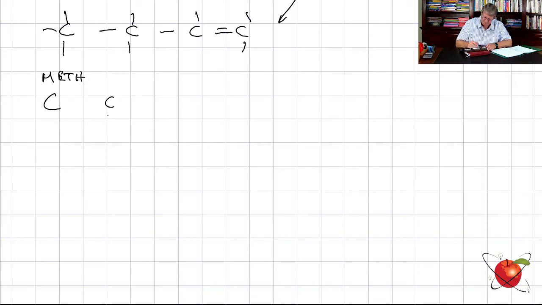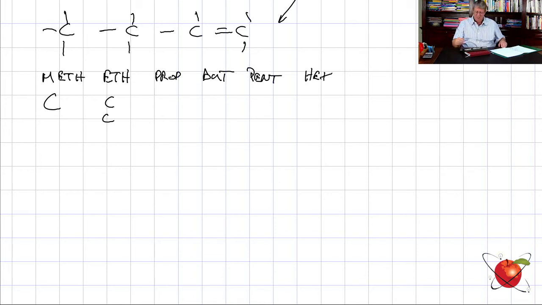2 carbons is eth. Meth, eth, prop, bute, pent, hex, and so on, right? So we've got here meth, eth, prop, bute. This is going to be 3 carbons. This is going to be 4 carbons, 5 carbons, 6 carbons, hex. So if there's 5 carbons, remember what we did.